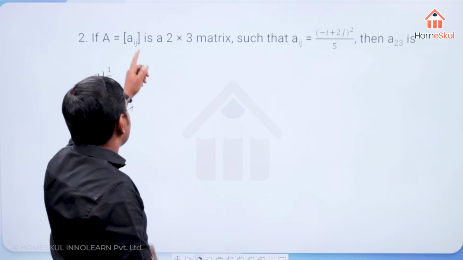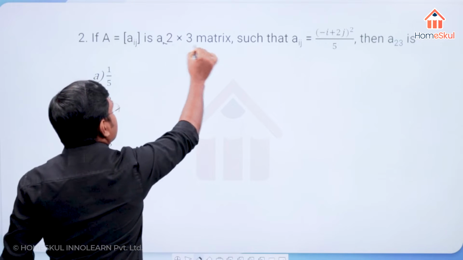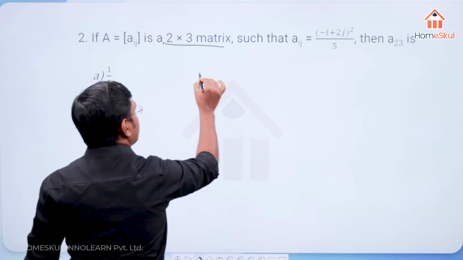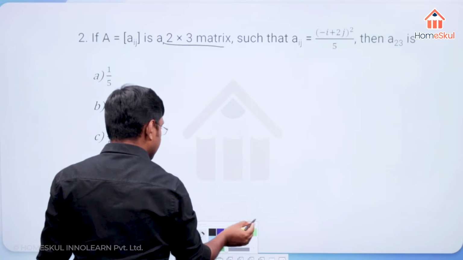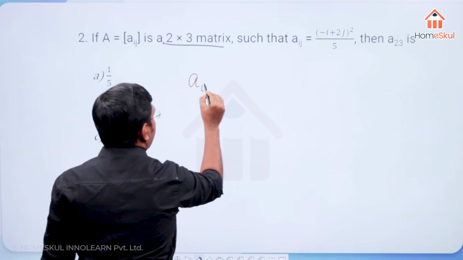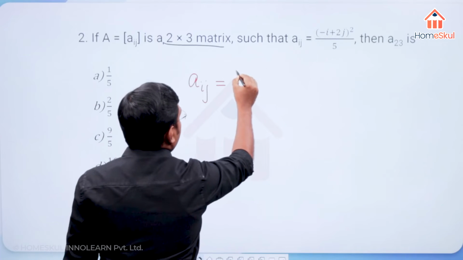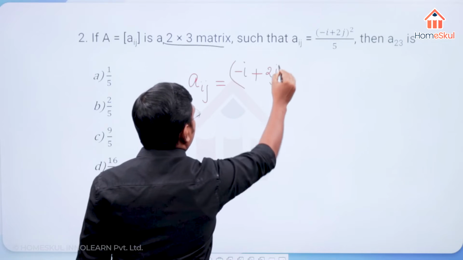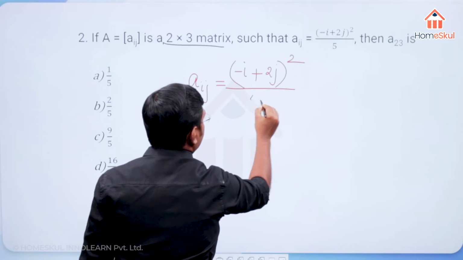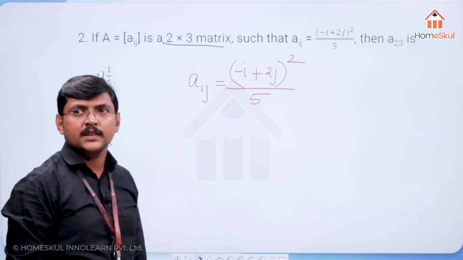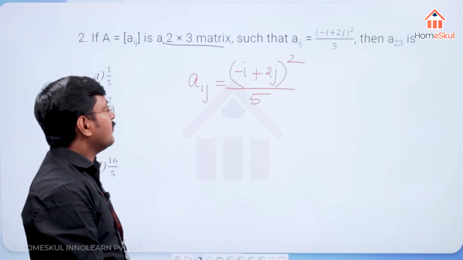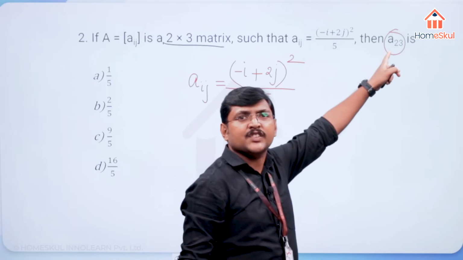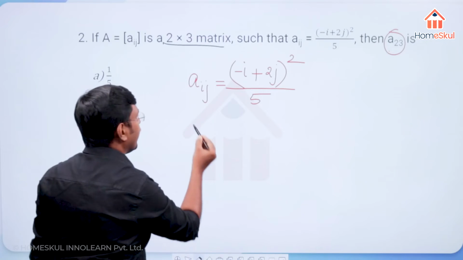Yes, if A equals the matrix Aij is a 2 by 3 matrix, clearly given that it is a 2 by 3 matrix, that means it has 6 elements, right? Such that Aij is equal to, listen carefully, (i plus 2j) the whole squared, the whole divided by 5. This is the formula. And what they asked us to find is A23. That means in place of i it is 2 and in place of j it is 3. So we need to find A23.